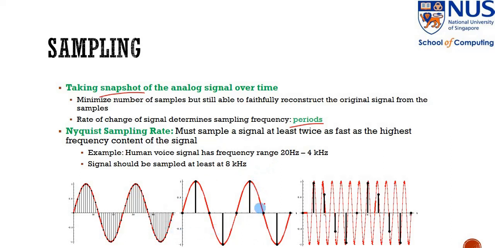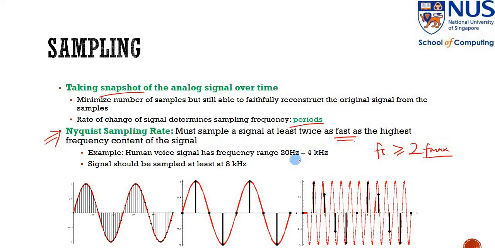So the key thing is how fast should I sample it? That is already something we know from EPP1, which is the Nyquist sampling rate. The Nyquist sampling rate says that the sampling rate must be greater than or equal to 2 Fmax, where Fmax is the highest frequency component in your analog signal.